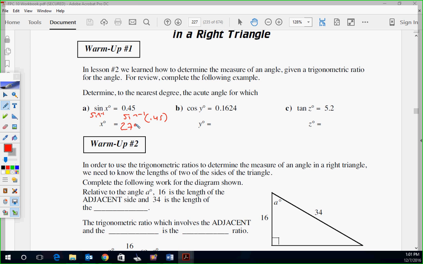So it's going to be cos inverse of 0.1624. What's that one? 81. Okay. Tan inverse of 5.2. 79.1. So 79. Okay. So again, guys listen to me, when you're trying to find a degree measure, you're going to be using sine or cosine inverse.